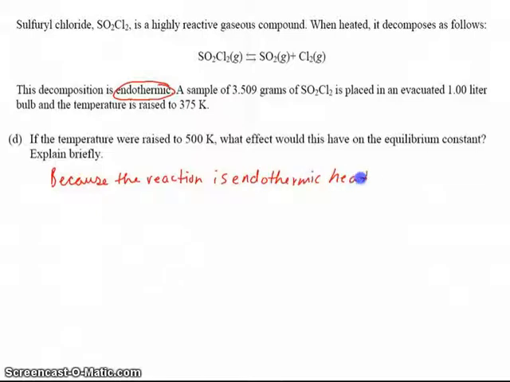Alright, part D then says, if the temperature were raised to 500 Kelvin, what effect would this have on the equilibrium constant? Explain briefly. Well, if we read through the information they told me up here at the top, one thing stands out. The fact that the reaction is endothermic. And we have an idea for what happens to endothermic reactions when we have heat. So because the reaction is endothermic, that means heat is a reactant.